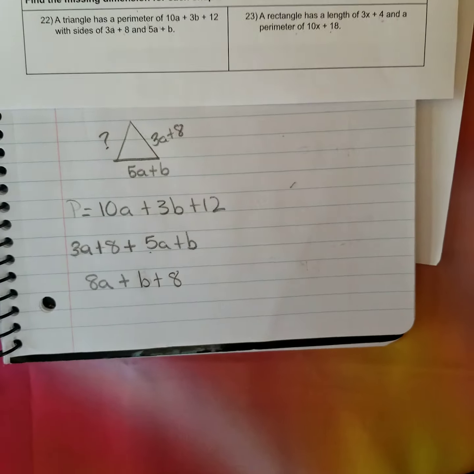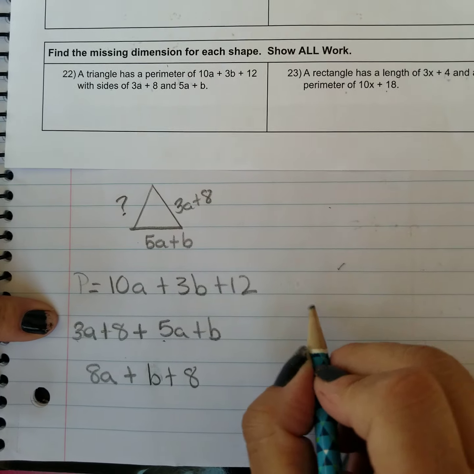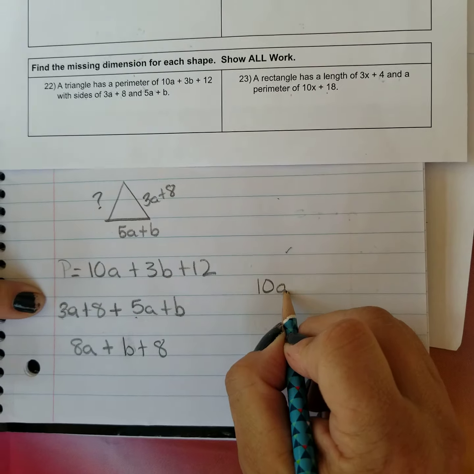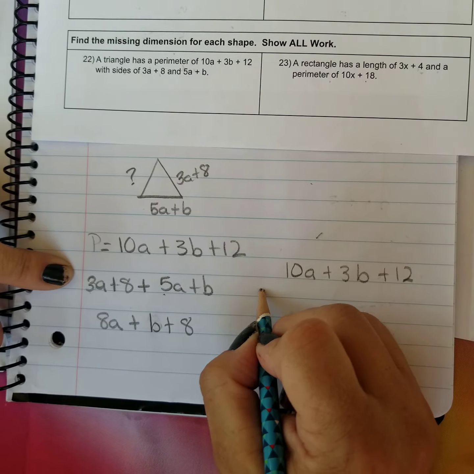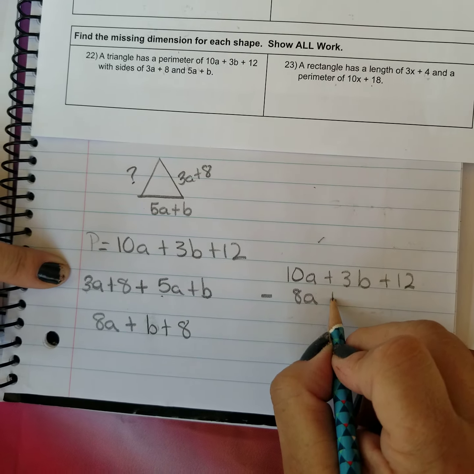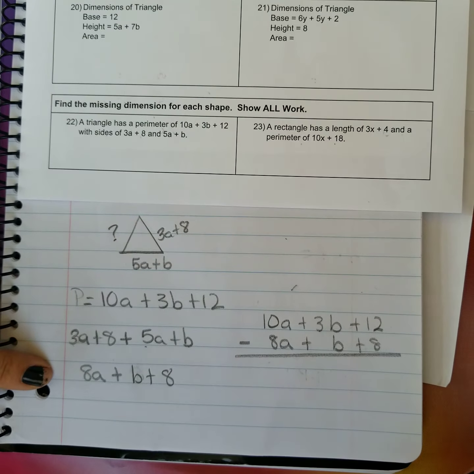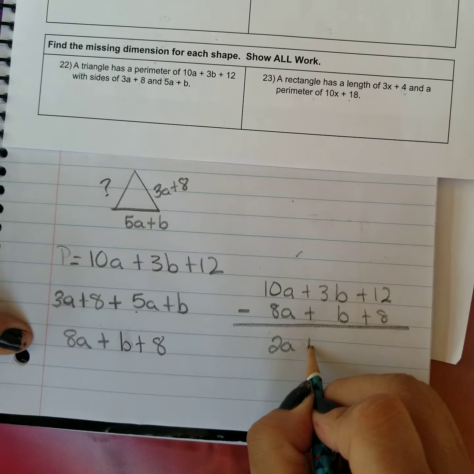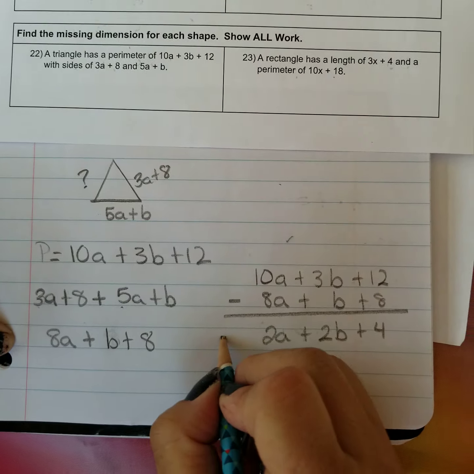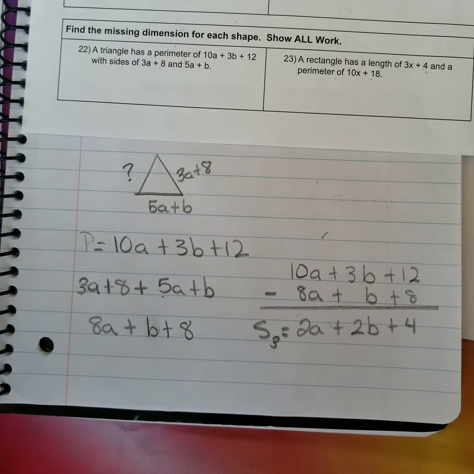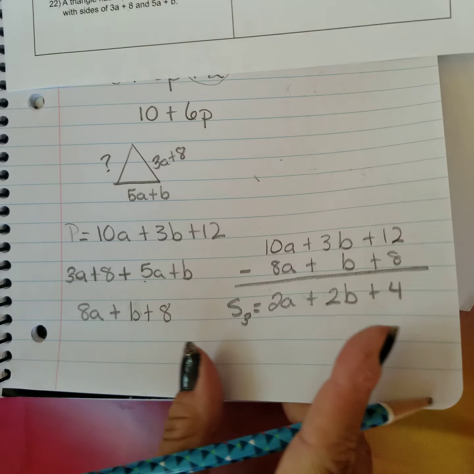All right. Now, we need to figure out what this side is. So if I take my perimeter, 10A plus 3B plus 12, and I subtract 8A plus B plus 8. What is the difference? 2A plus 2B plus 4. That is side 3. Okay? Last one, and then you're done with me for the day.